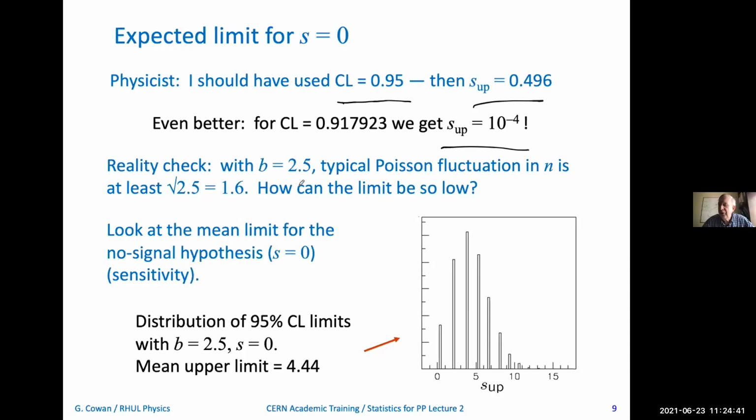And so how can I characterize somehow the intrinsic resolution of my experiment? Remember that the standard deviation of a Poisson distributed variable is equal to the square root of the mean. And so that means the standard deviation of n is at least root 2.5, which is 1.6. So how can I be quoting an upper limit of 0.5 if I expect this background level to be fluctuating around by an amount of typically 1.6 upon repetition of the experiment? So how can the limit be so low?